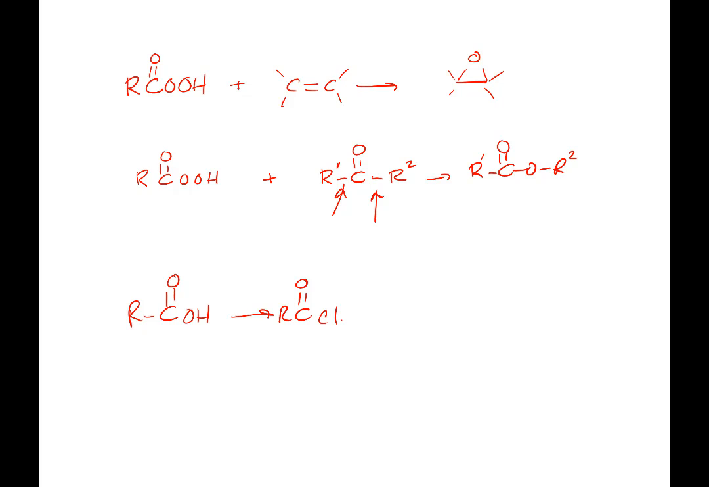What reagent do you think I'd use for that? Your hint is it's something that turns an OH into a Cl. PCl3. PCl5. SOCl2. Those are great reagents to make the acid chloride. But see, to beat the equilibrium, I had to add in another step.